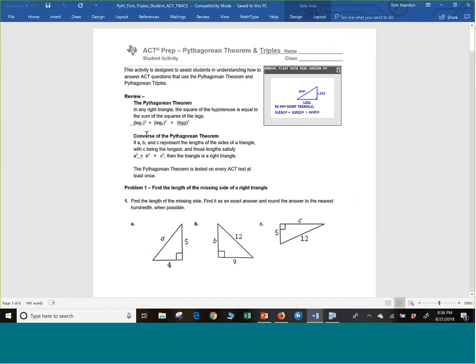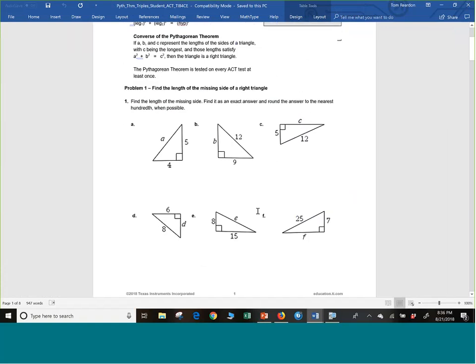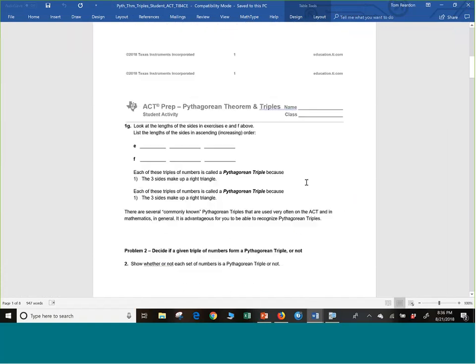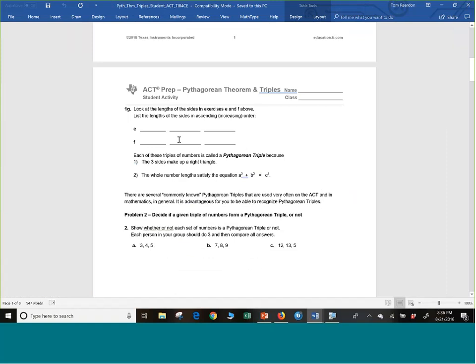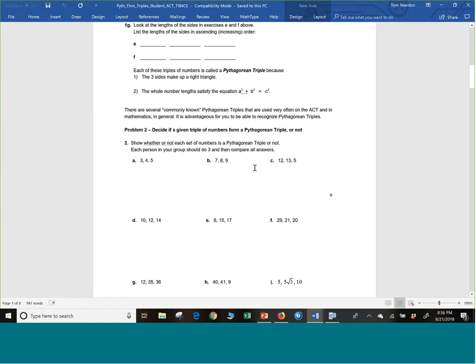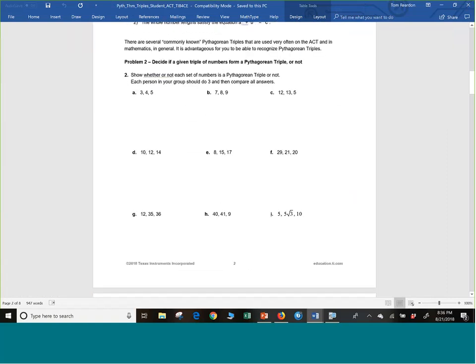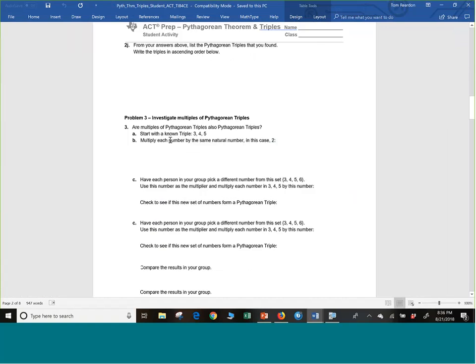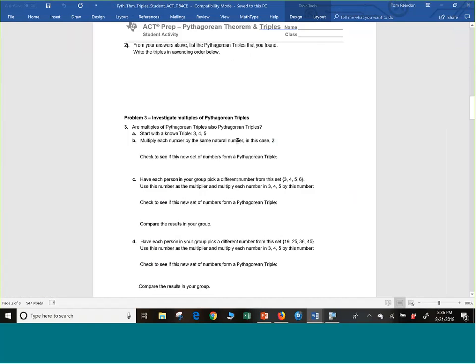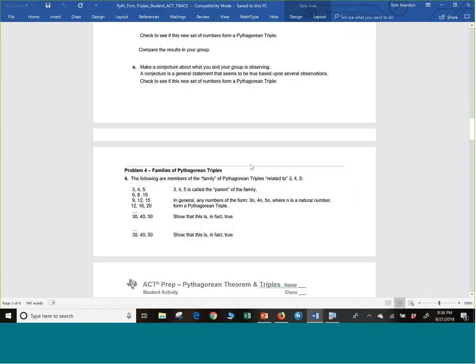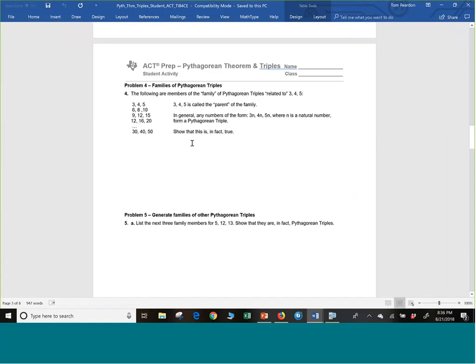They start off by reviewing what kids should know, and then build up to more and more difficult things. So here's just finding missing sides, not a really big deal here, but it also says, while you did that, did you notice any whole numbers that were working, which were called Pythagorean triples? And then decide if it's a triple or not. And then in problem 3, it says, how about multiples of triples? And again, this is a place where some kids didn't hear that before. And then families of triples, so they could generate a family.